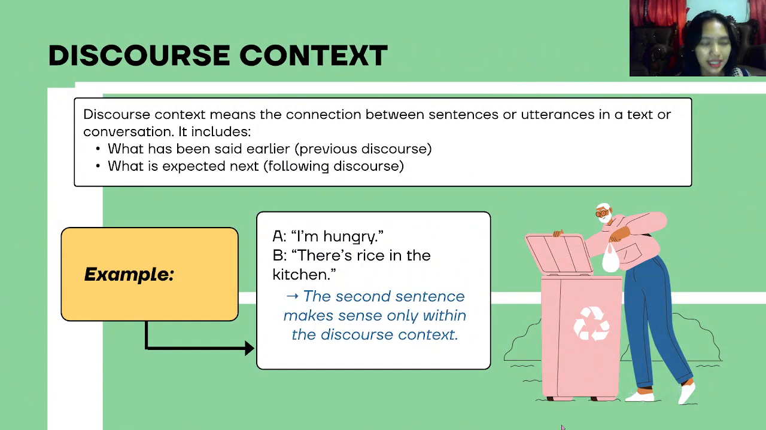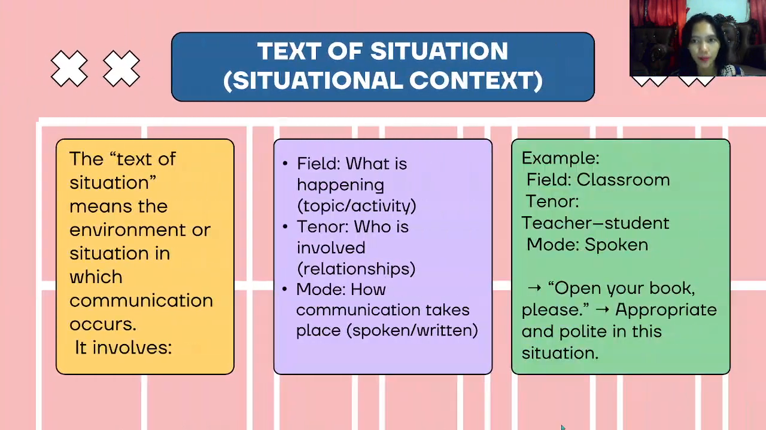Discourse context. Discourse context means the connection between sentences or utterances in a text or conversation. It includes what has been said earlier and what is expected next. Example: I'm hungry. There's rice in the kitchen. The second sentence makes sense only within the discourse context.